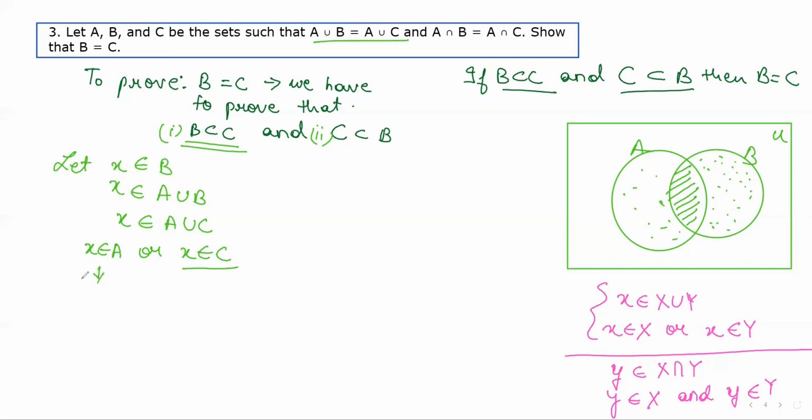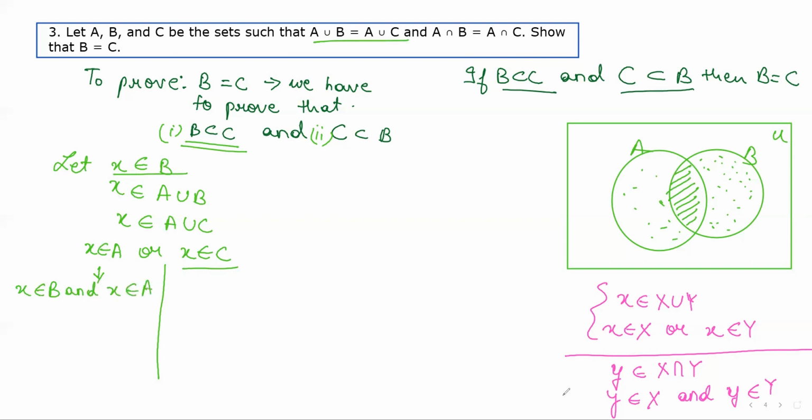Okay, so when you say that X belongs to A, you've come to a conclusion that X belongs to B. We started our proof from X belongs to B, and now you're saying that the same element belongs to A. For the time being, we'll only focus on X belongs to A. So you're saying that X belongs to B, and now you're saying that X belongs to A.